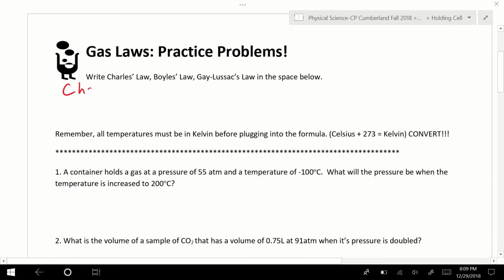So according to our man Chuck, his law states that volume is proportional to temperature when there is constant pressure. That means that if the temperature goes up and the pressure doesn't change, the volume has to increase as well.